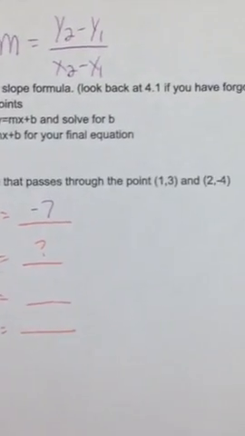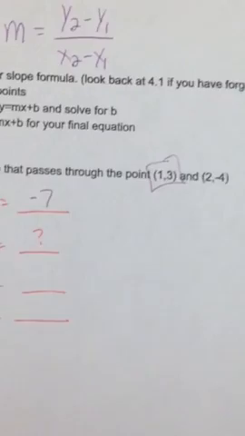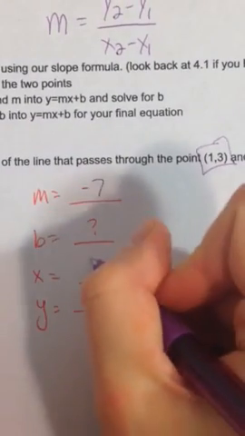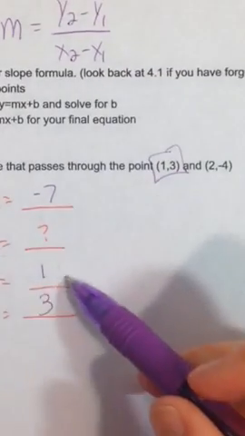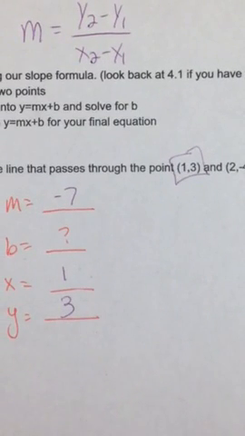Now, notice in the last steps I have just 1 point, but here I have 2 points. So I just choose one. It doesn't matter which one you choose. I usually choose the smaller one just so I don't have such big numbers, and I like positive numbers, so I'll choose the positive one. So the x and y in this one will be 1 and 3, or you can use 2 and -4, whatever way you want to do it. So now I have my m, I have my x, I have my y, so I can solve for b.